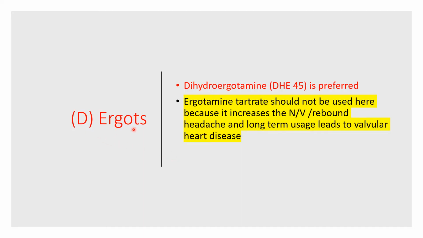You can use ergots, but let's take note of this. Dihydroergotamine is preferred here in migraine attack. There's also another one, ergotamine tartrate, but we are not going to use that here. And why that? It can increase nausea and vomiting and even rebound headache. And when you use it on a long-term basis, that will give you valvular heart disease. So I'm not campaigning against ergotamine tartrate, I'm not campaigning for dihydroergotamine, but I'm just releasing the fact to help the patient.